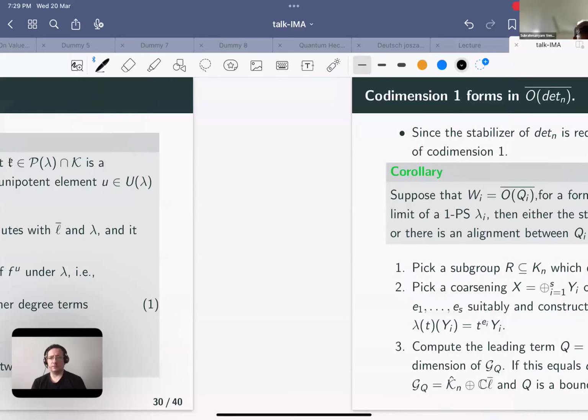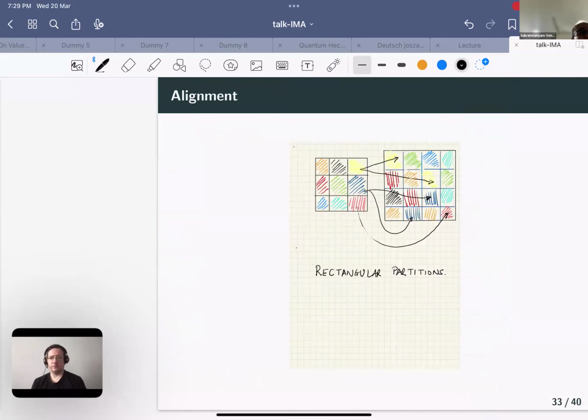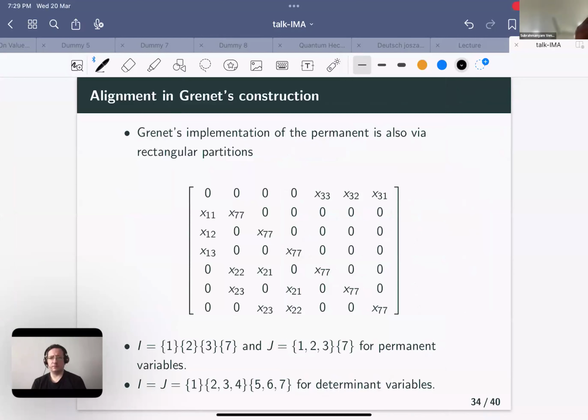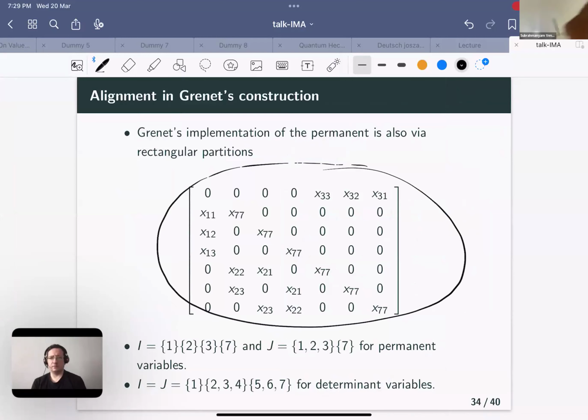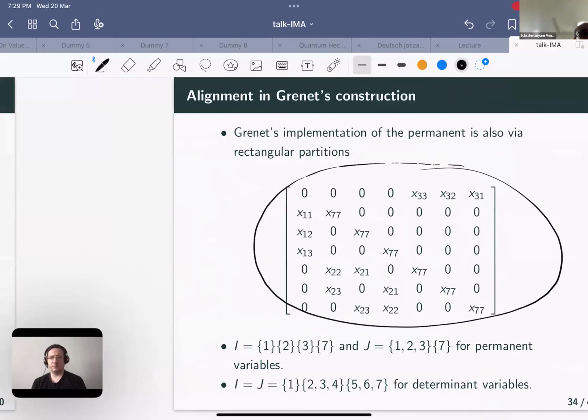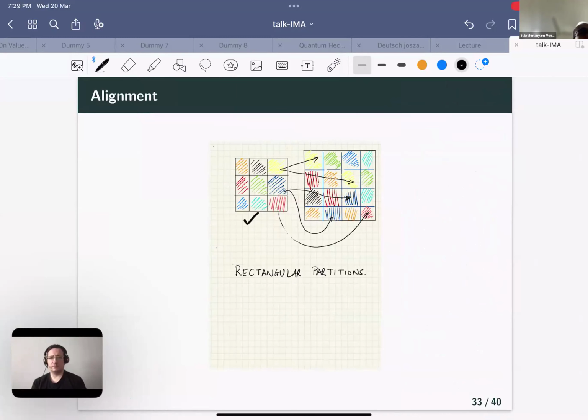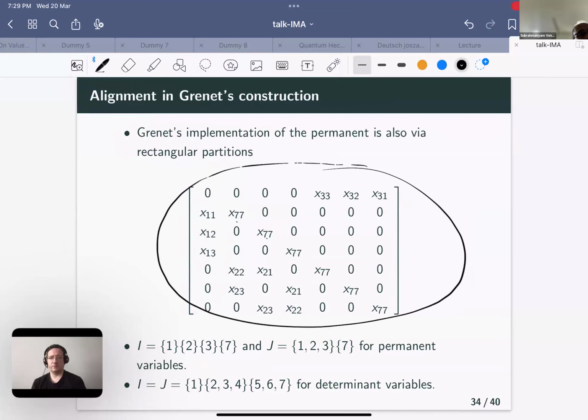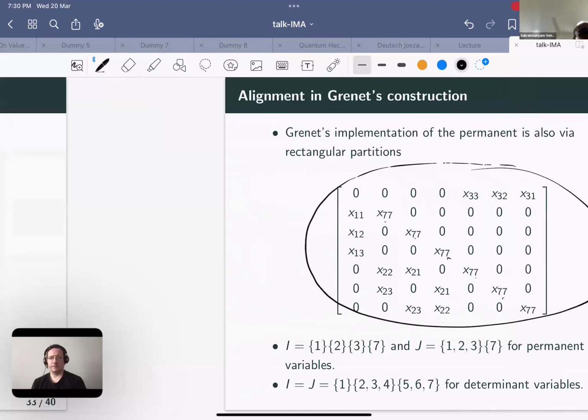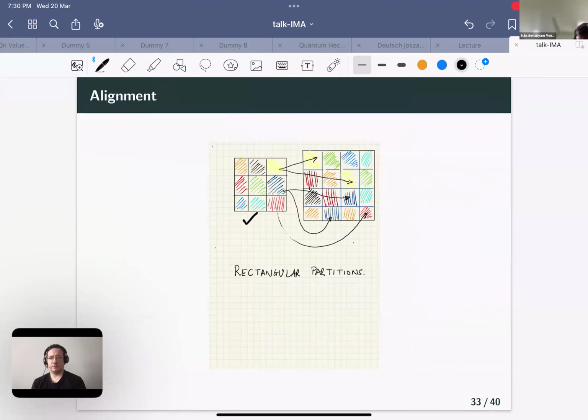I'll just show you briefly by a picture and I will stop. So look at Grenet's construction of the permanent. This is how Grenet constructs the permanent for you. If the left matrix denotes the permanent variables and the right the determinant variables, with x77 added for padding purposes, Grenet's construction tells you that the variables occurring in the permanent, namely x11 up to x33, go into nice rectangles inside the determinant.